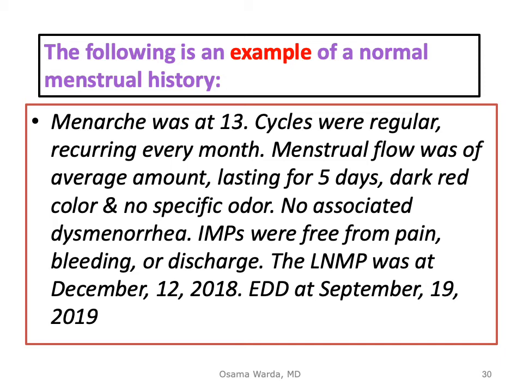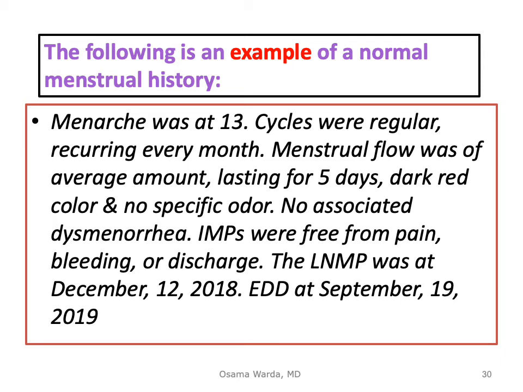Menarche at 13 years, of course. Cycles were regular, recurring every month. Menstrual flow was of average amount, lasting for 5 days, dark red in color and no specific odor, the ordinary odor. No associated dysmenorrhea. Intermenstrual periods were free from pain, bleeding, or discharge.